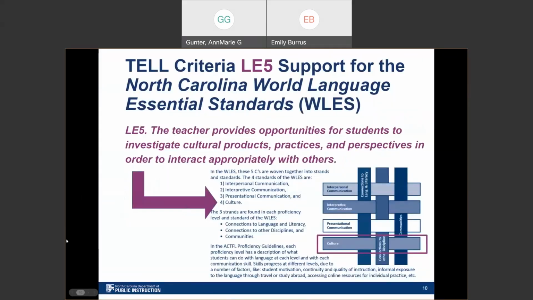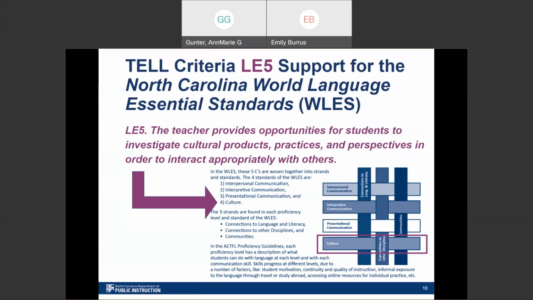When we think about TEL criteria LE5 supporting our North Carolina World Language Essential Standards, we're obviously focusing on our 4th essential standard, which talks about culture. You see here on the screen a shot of what we call our weave graphic that shows how our 4 essential standards, with 1 being interpersonal communication, 2 interpretive communication, 3 presentational communication, and 4 culture, how those are woven in with our 3 different strands with connections to language and literacy, connections to other disciplines, and communities.